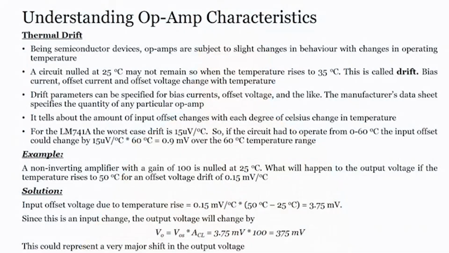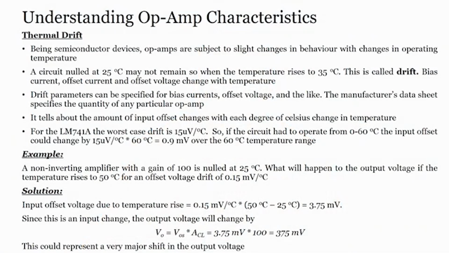Welcome to this module. In the last module we have seen the effect of the input offset voltage, and earlier input offset current, and before that input bias current. In this class we will see a few more characteristics of operational amplifier, such as thermal drift. So, what exactly is the thermal drift? Let us see the slide.